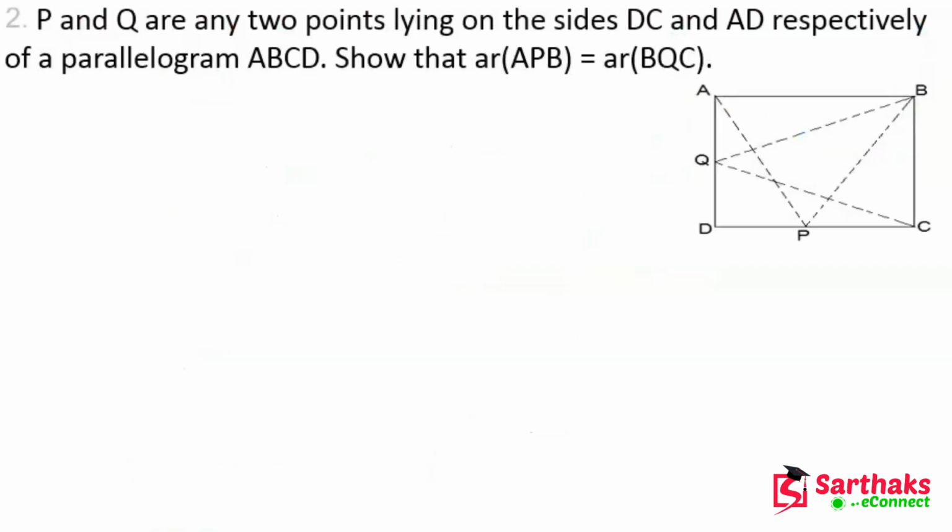The next question, question number 3, is: P and Q are any 2 points lying on the sides DC and AD respectively of a parallelogram ABCD. So we have a parallelogram ABCD, and point P lies on DC and point Q lies on AD. Now we have to prove that area of triangle APB is equal to area of triangle BQC. Got it?